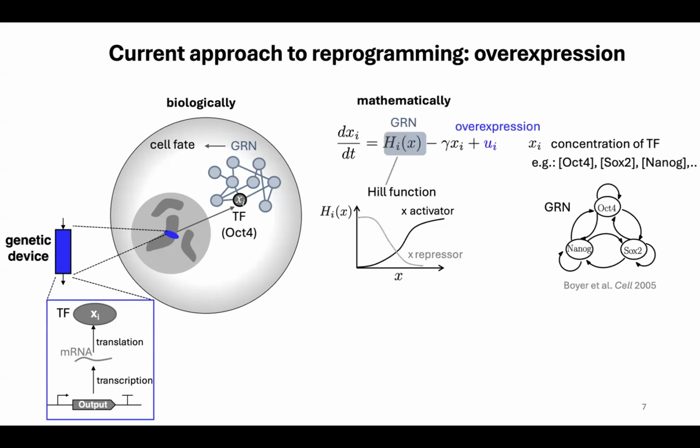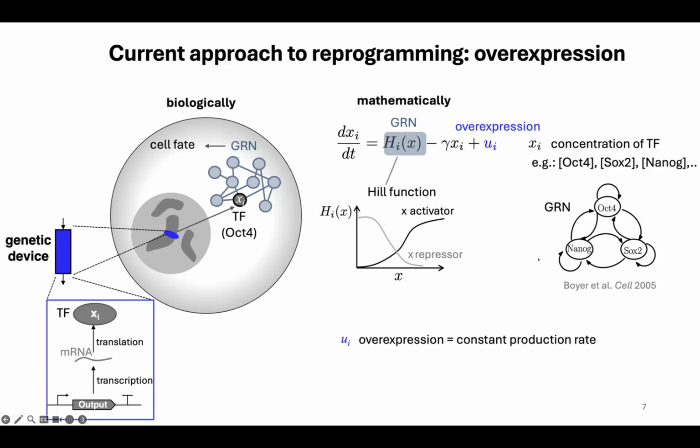But mathematically, what you can think of is to describe the rate of change of this key transcription factor in the cell, which is supposedly driving the fate of the cell. And of course, who is driving the dynamics of these transcription factors? Well, there are what I'm depicting here, Hill functions, which come from the gene regulatory network that is controlling OCT4 among other factors. There is, of course, decay and degradation. And then there is this external input that you are applying through this genetic device, which is the overexpression.